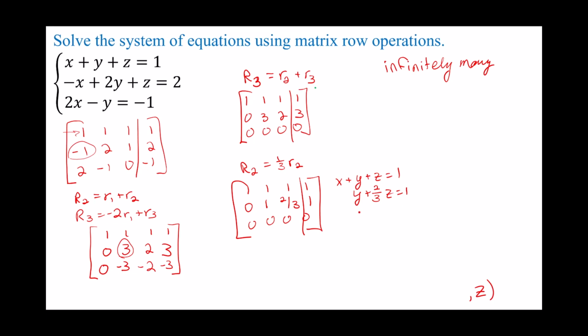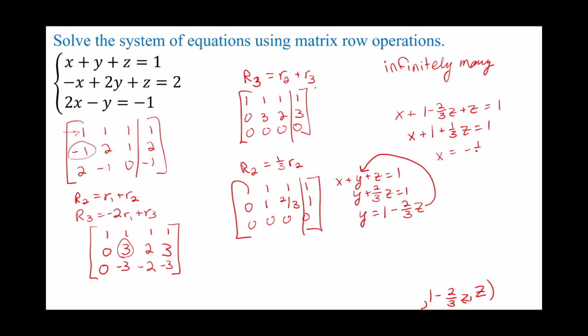For y, I'm going to solve for y here by subtracting 2/3 z. And I get y equals 1 minus 2/3 z. So y is 1 minus 2/3 z. And then to find x, I'm going to substitute this in for y up here and solve for x. So I have x plus 1 minus 2/3 z plus z equals 1. And now I want to solve for x. So I'll combine like terms. I get x plus 1 plus 1/3 z equals 1. Subtract 1 and subtract 1/3 z, and I get x equals negative 1/3 z. So this is my solution to this dependent system of equations.